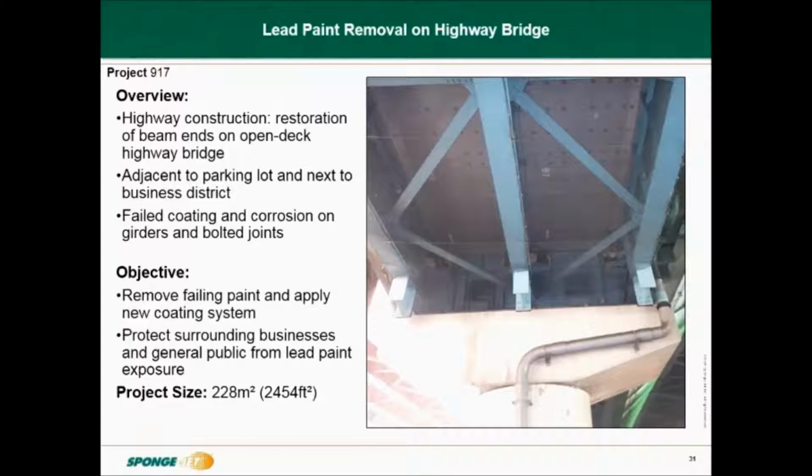Project 917. This bridge is a freeway overpass. It's situated in the CBD, and it's placed over a car park. All the work had to be performed with care so that no damage was done to the vehicles by way of dust and contaminants. There was 228 square metres of sponge blasting in total. That included both ends of the expansion joint.